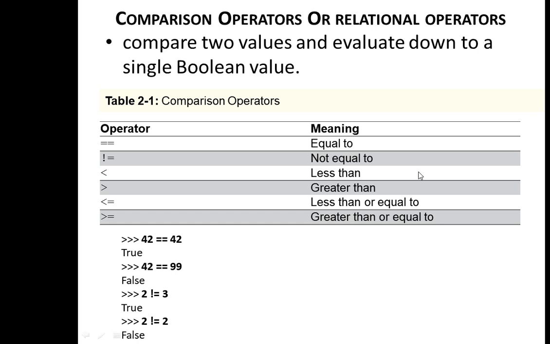Now let's see comparison operators. Comparison operators are also called relational operators. They are used to compare two values and the result will be a Boolean value. There are different kinds of comparison operators: double equals, which is the equal to operator, the not equal to operator, less than, greater than, less than or equal to, and greater than or equal to. So let's see this with an example.